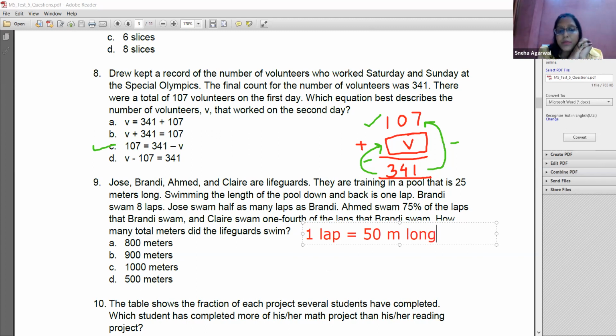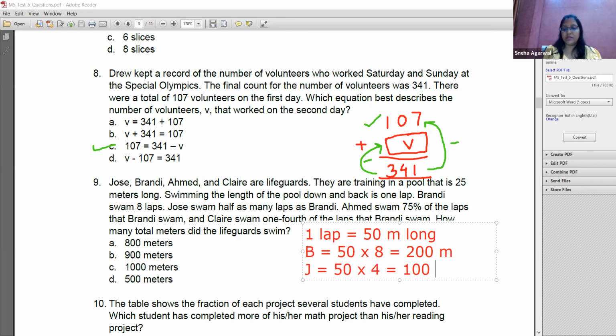Now, Brandy has swum 8 laps. So how much distance has she covered? 50 into 8. This makes 200 meters. So Brandy has covered 200 meters. Now let's talk about Joe's. Joe swam half as many laps as Brandy. Brandy swam 8 laps, so Joe's will be covering half of this, which is 4 laps. So 50 multiplied by 4. This makes 100 meters.